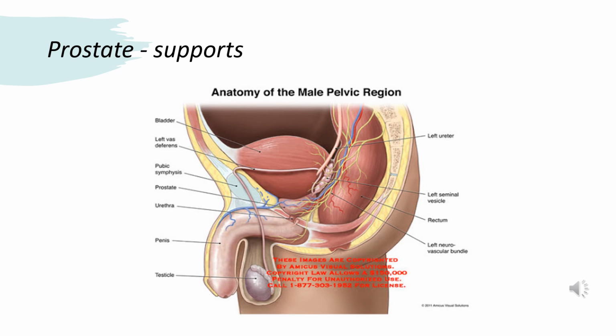And the third support is the fascia of Denonvilliers, also termed the rectovesical fascia. The posterior aspect of the prostatic sheath adheres to this fascia posteriorly. So once again, the three supports of the prostate gland are the urogenital diaphragm, which is the most important one, the two pairs of puboprostatic ligaments, and the rectovesical fascia or the fascia of Denonvilliers.